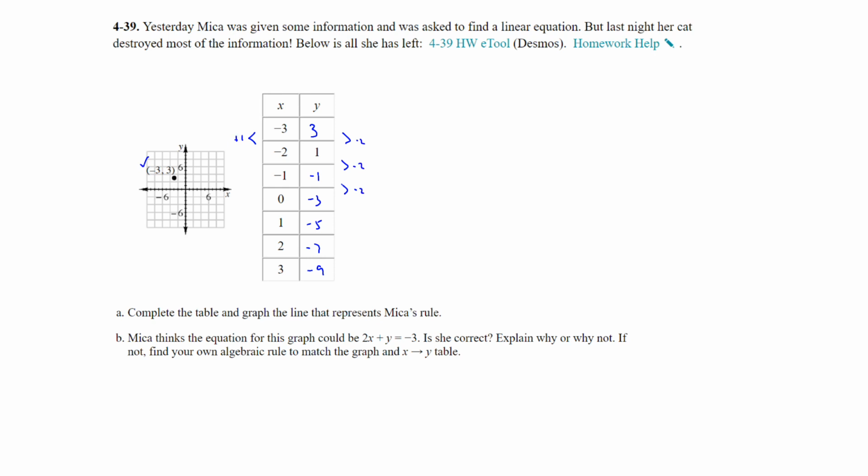So negative 2, positive 1. A little small of a graph here, but do the best we can. Negative 1, negative 1. 0, negative 3. 1, negative 5. We can just continue this to 2, negative 7 and 3, negative 9. And then we can graph that the best we can there.